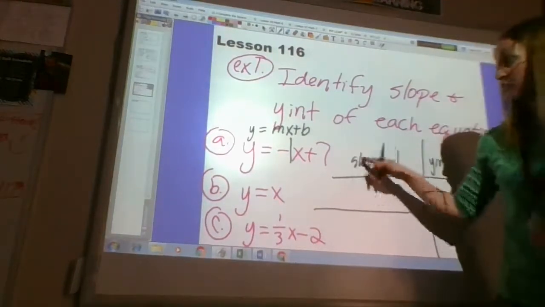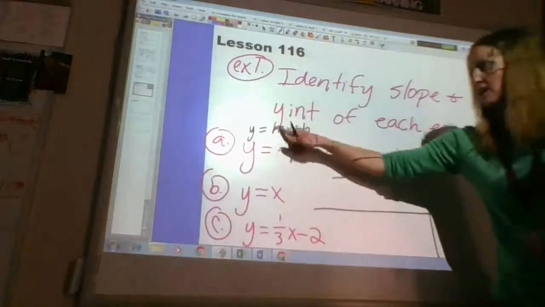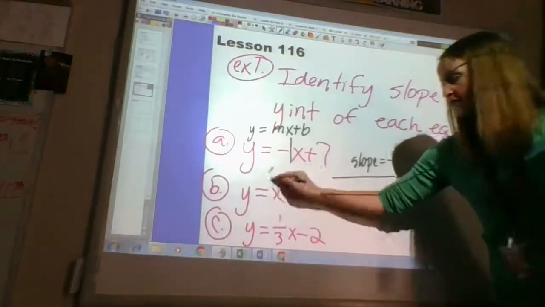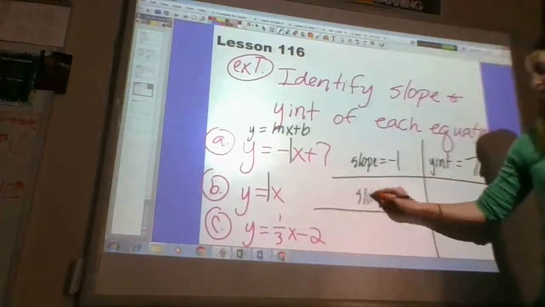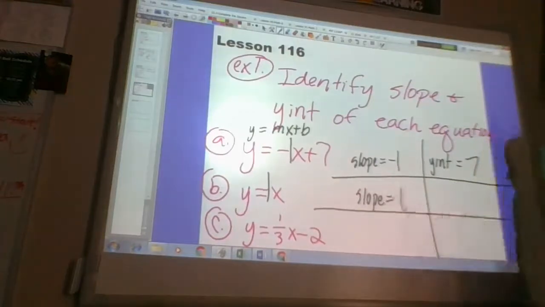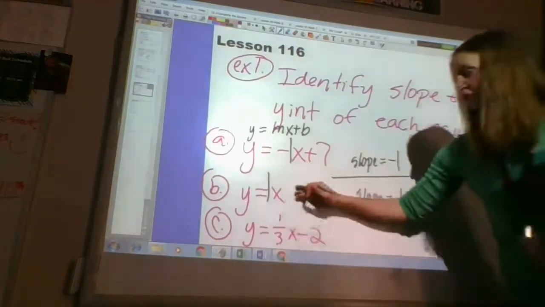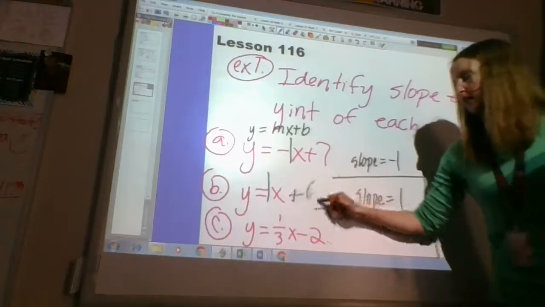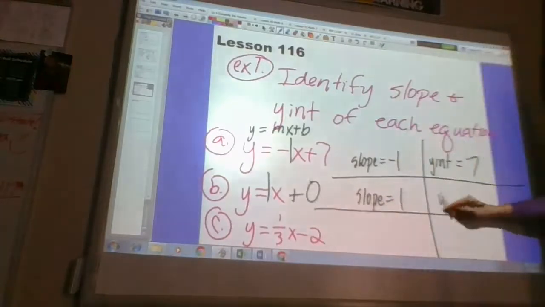The next one, you ask yourself, what's slope? It's always the value in front of x. Because look at m is in front of x. So it's actually 1. So slope equals 1. But then you don't see anything over here. Well, duh, because it's just 0. So you put y-intercept equals 0.